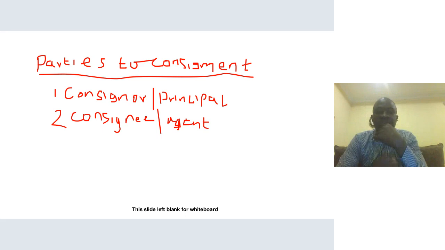And as the name suggests, we have the consignor and the consignee. So they have a principal agent relationship. I believe that you have already covered financial management, and I know you had looked at the agency problem, the problem between the principal and their agents. So the consignor is the principal for the consignee, who now becomes his agent. So these are the two key parties that we have in a consignment kind of arrangement.